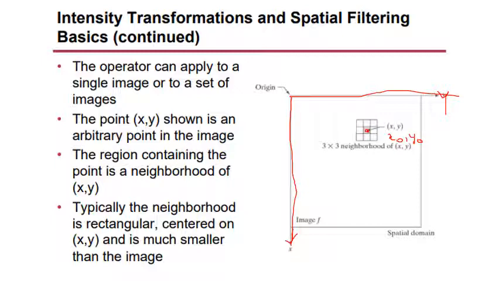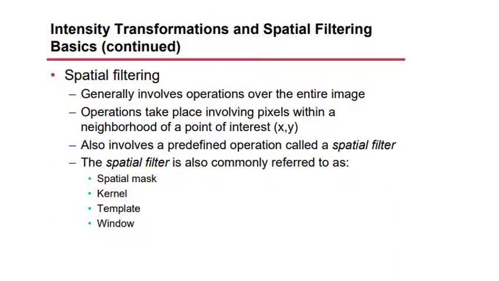Like that we can keep on moving x naught comma y naught. I can take one more point, say here. Again draw a 3 cross 3 neighborhood and find the average intensity at that new point, and that could be the output g. Like that we can move this location and for each point find the average intensity in the 3 cross 3 neighborhood. As simple as that.